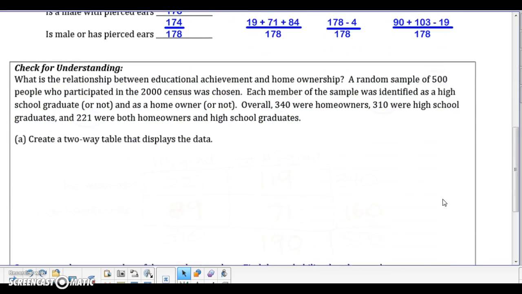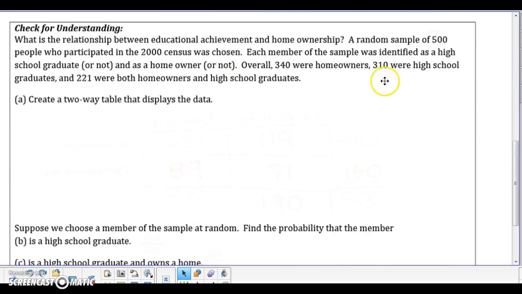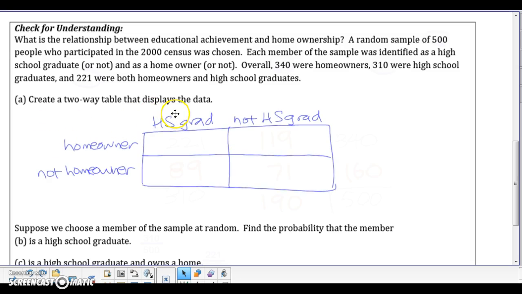Alrighty, so one more for this part of the video. What's the relationship between educational achievement and home ownership? So we have two different variables, your level of education and whether or not you own a home. And we want to put this in a two-way table. So this is the way I decided to do my table. It does not matter if you decide to put your homeowners on top or on the side, or high school grad on the top or on the side. And then we're going to use the information they gave us.